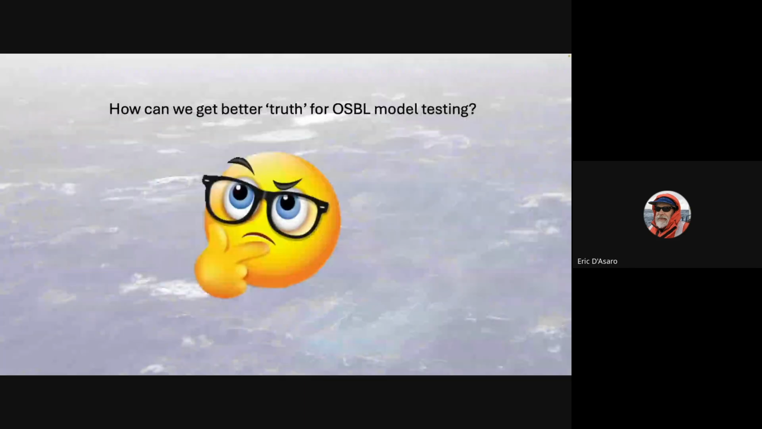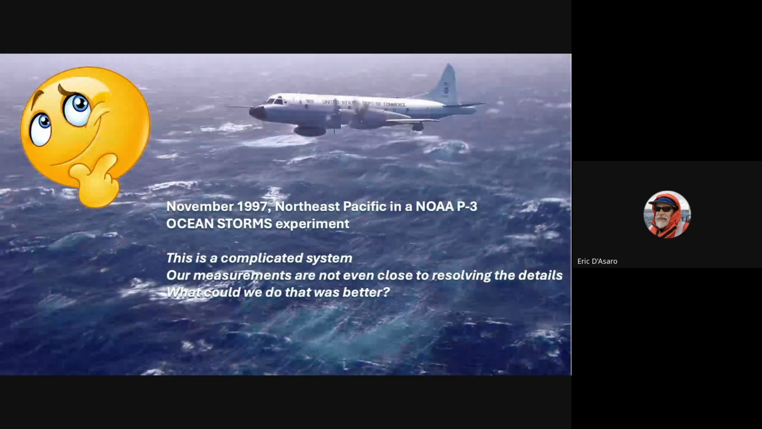Okay. So how do we get better truth? Well, a long time ago, I was a young guy. I was flying this airplane over the Northeast Pacific in an experiment called the Ocean Storms Experiment that I helped organize. Ocean surface under those conditions looks sort of like this. There's lots of waves. This is what the ocean surface looks like in 25 meter a second winds. There's lots of waves. They're breaking, lots of bubbles.